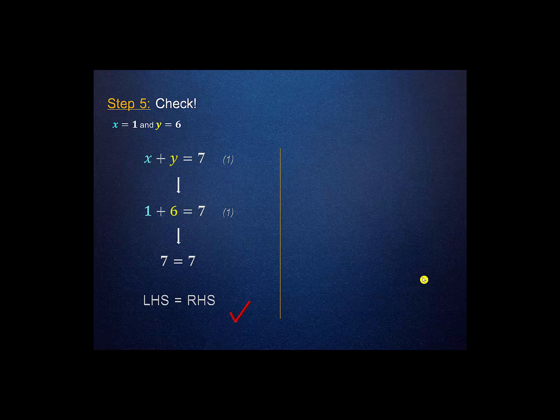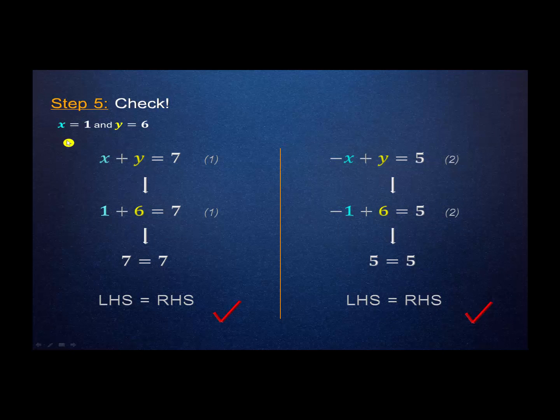So what about for equation 2? We have minus x plus y equals 5. We know x equals 1 and y equals 6. So minus 1 plus 6, or we could say 6 take away 1, is 5. Our left-hand side is 5 and our right-hand side is also 5. So these two solutions also satisfy equation 2. So we know our two solutions, x equals 1 and y equals 6, are correct.